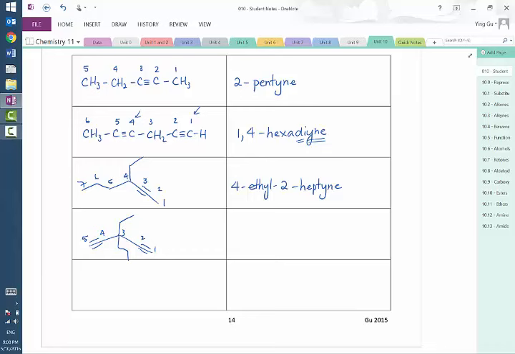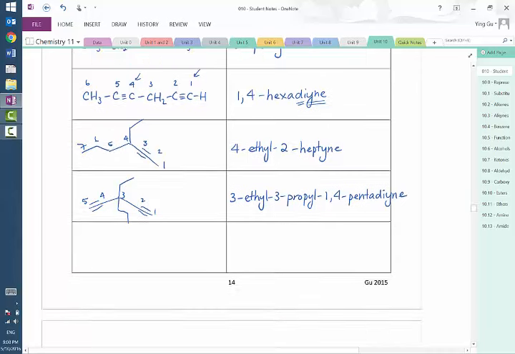Let's number and label the branches. We have 2 branches at position 3. We have an ethyl and a propyl. By the rules of the alphabet, we're going to number and label the ethyl first because E before P. So this is 3-ethyl, 3-propyl, followed by the numbers of our triple bonds. This is going to be 1,4. This is a 5-carbon chain, so penta. There's 2 triples, diyne. 3-ethyl, 3-propyl, 1,4-pentadiyne. Certainly is a mouthful.